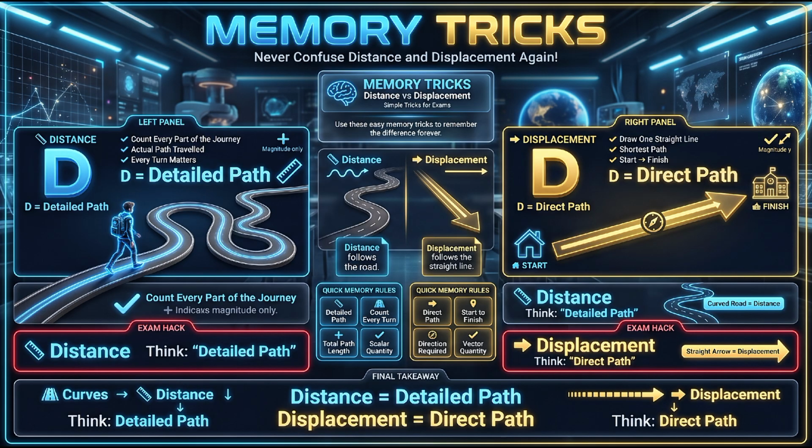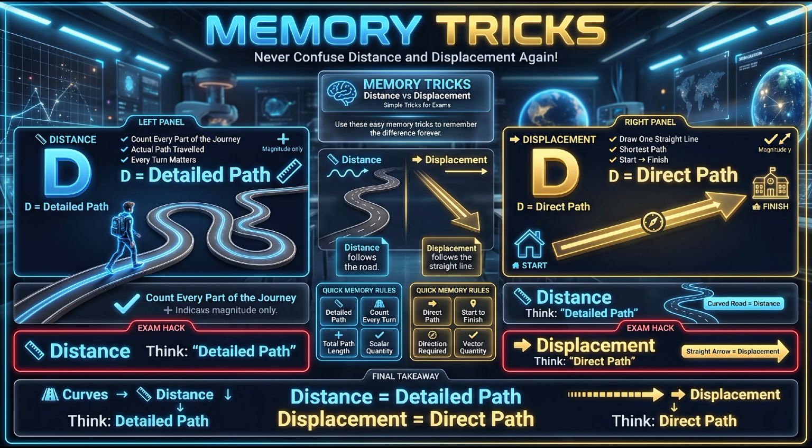Since it only tells us how much ground was covered, it is a scalar quantity, meaning it has magnitude only and no direction. Now think of the letter D in displacement as standing for direct path. Displacement completely ignores the actual route. Instead, it draws one straight arrow from the starting point directly to the ending point. It measures the shortest straight line change in position and always includes direction. Because direction is required, displacement is a vector quantity. A simple way to remember this is distance follows the road, while displacement follows the arrow.